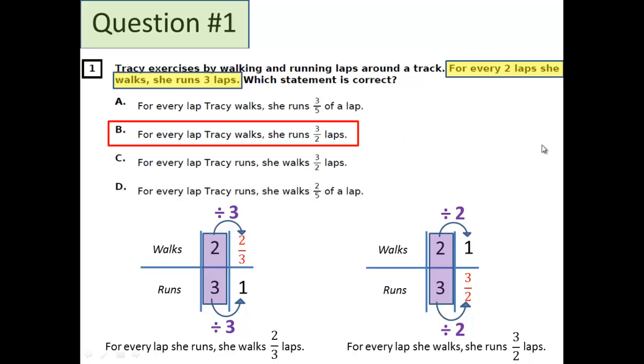Okay? Pretty difficult problem. You have to try both unit rates and find the one that makes sense. Okay, so make sure you have that down because you know I'm going to start asking homework and do now questions that are like this. Okay, that was number 1.